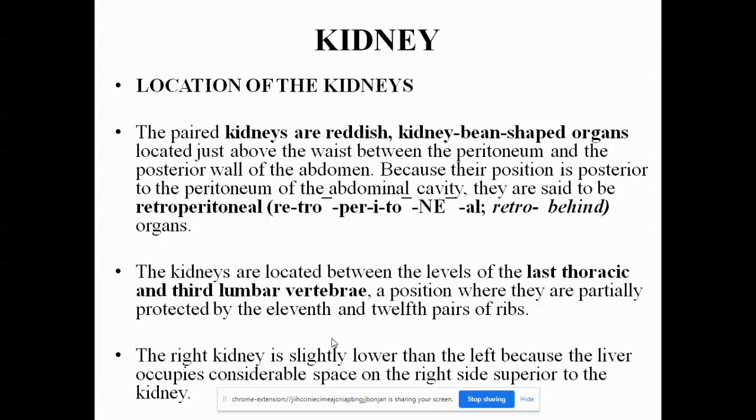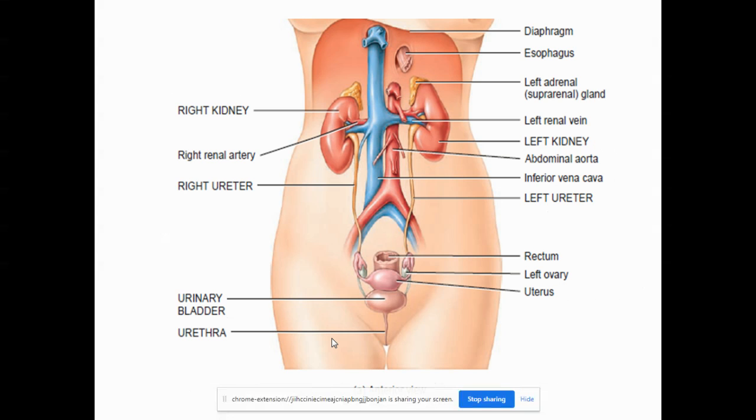As you can see in the upcoming slides, the right kidney is slightly lower than the left kidney because of the presence of the liver, which occupies a considerable space on the right side, just above the kidney. From this picture, you can see the overview of the structure of the urinary system, the right and the left kidney. You can see the right kidney is slightly lower than the left kidney because the liver occupies a considerable position on the right hand side just above the kidney.